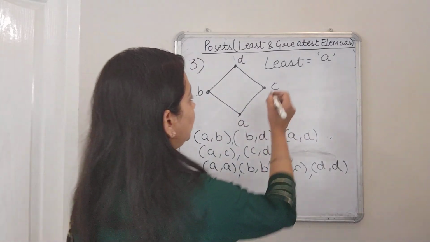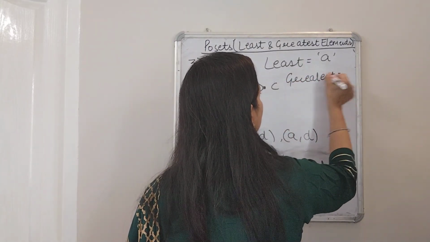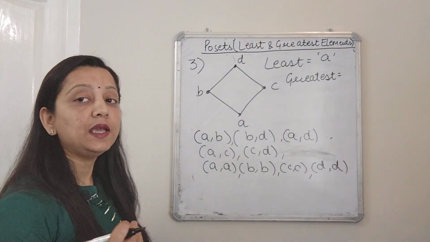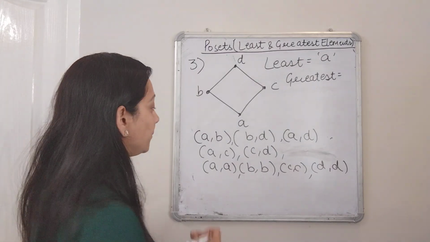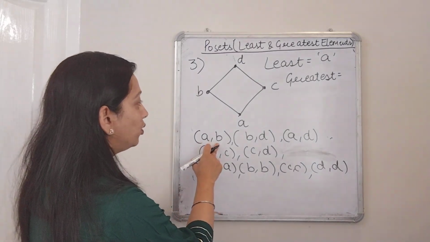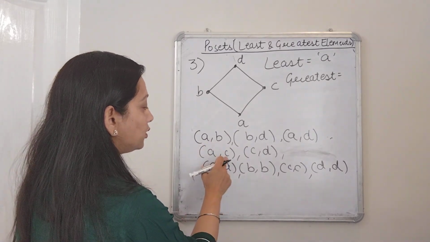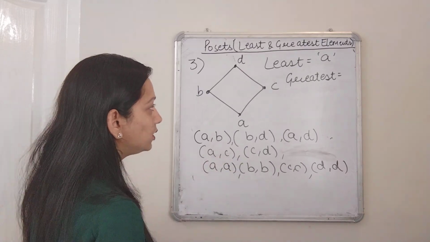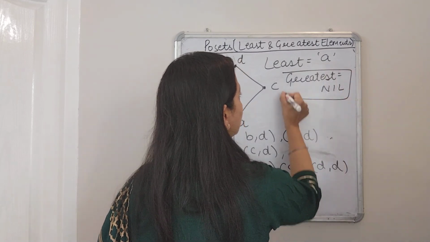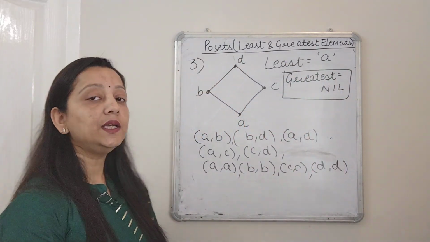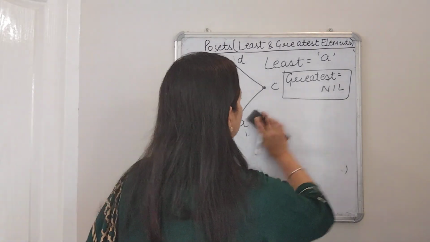Now let us see if I have any greatest element here. Is there any element in this pairing to which all other elements of the set are connected? A is not such an element for sure, since it is the least element. B is also not such an element, C is also not, and D is also not. So I can say that there is no greatest element in this poset, but there is one least element, which is A. So we will look at one more last example.